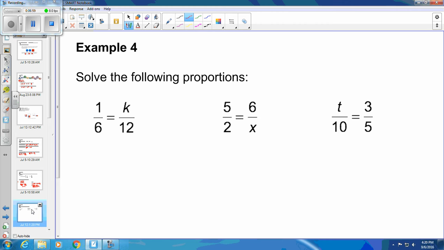What I would like you to do now is solve the following proportions on your own, and then check with your partner.